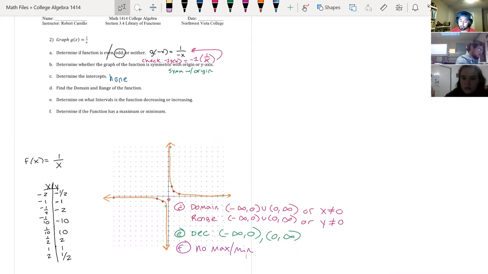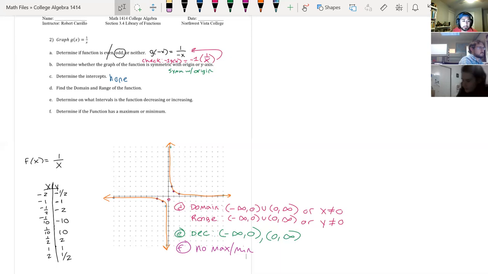So that's just how you, I think you have questions, your homework, just asking you the same thing. Are your functions even, odd, neither? Are they symmetric? Do they have intercepts? What's the domain and range? So basically, can you make the graph and can you answer all the questions for the graph?